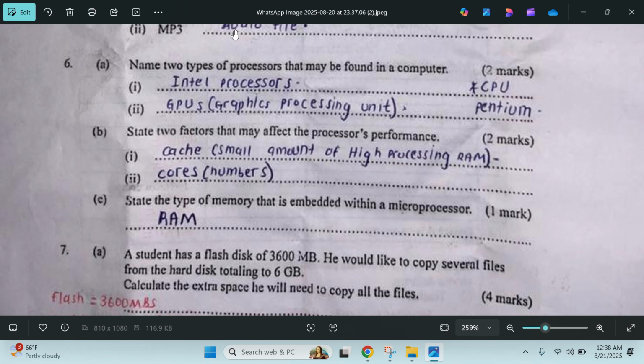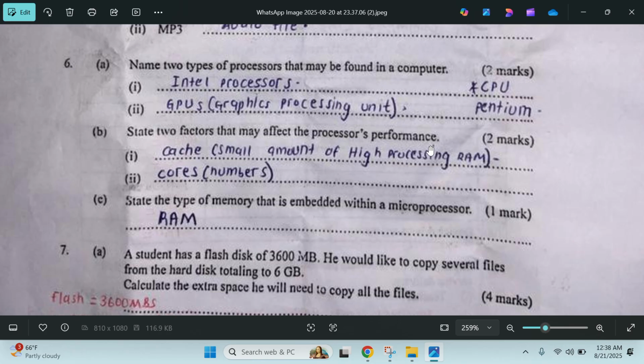Number 6, name two types of processors that may be found in a computer. So a computer can have Intel processors, very common. A computer can have a graphics processing unit, it's also a processor. A computer can have a Pentium processor, CPU, etc. Part B, state two factors that may affect the processor's performance.